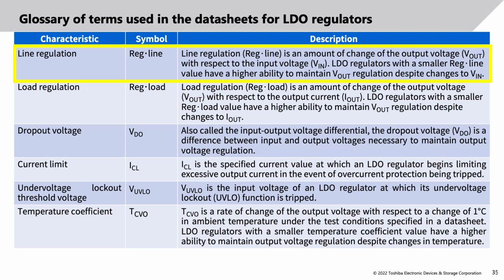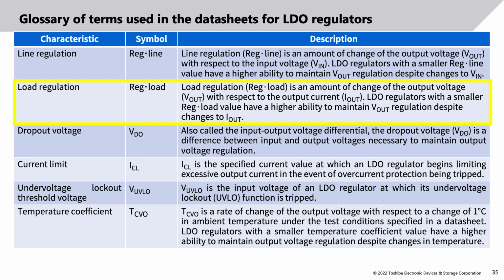Line regulation, reg line, is an amount of change of the output voltage, VOUT, with respect to the input voltage, VIN. LDO regulators with a smaller reg line value have a higher ability to maintain VOUT regulation despite changes to VIN. Load regulation, reg load, is an amount of change of the output voltage, VOUT, with respect to the output current, IOUT. LDO regulators with a smaller reg load value have a higher ability to maintain VOUT regulation despite changes to IOUT.